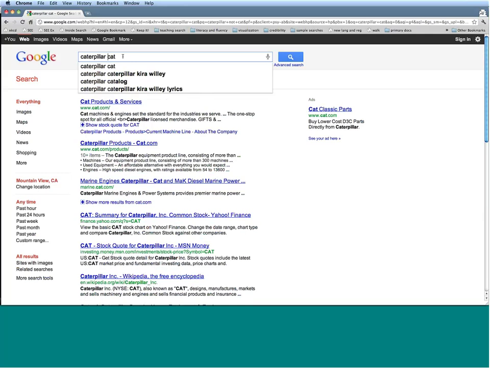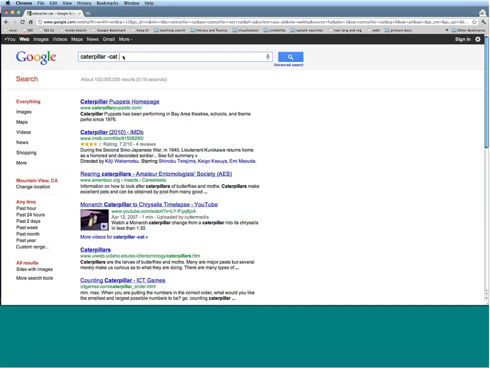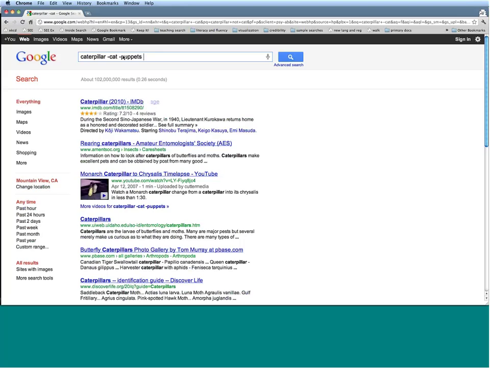So instead, the way that Google does allow you to eliminate words is with a minus sign, like this. So now, if you look, my results have changed quite a bit. Now I no longer have cat like the company, but I do have some other difficulties here. But I can do my first, I don't want puppets, and I don't want movies.